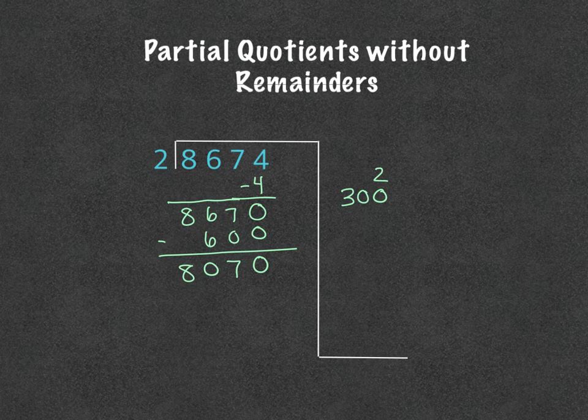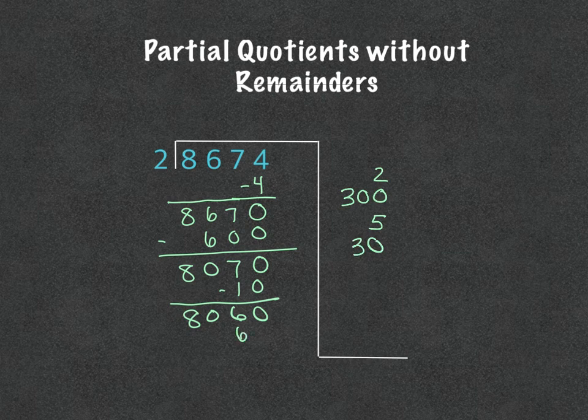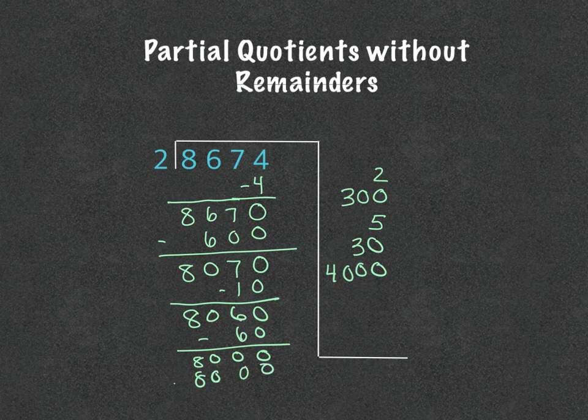I don't know. Let's see. I know that 2 times 5 is 10, right? So I could pull a 5 out of there, right? 2 times 5 is 10. So then I end up with 8,060. Let's see. If I want to get rid of this 60, 2 times 30 would be 60. I could get rid of that. And then 2 times 4,000 equals 8,000. And we are down to 0.